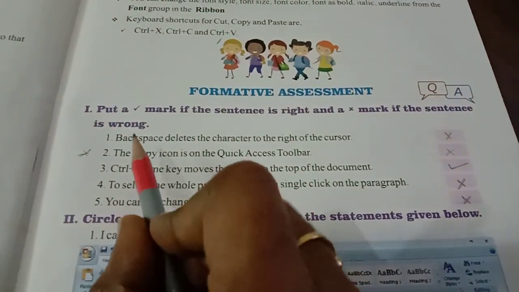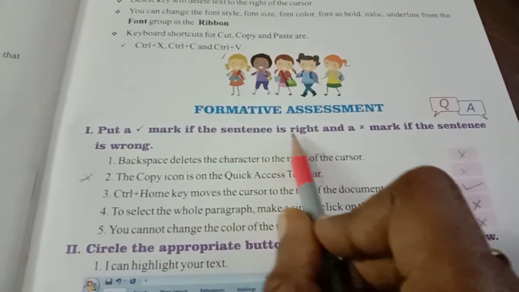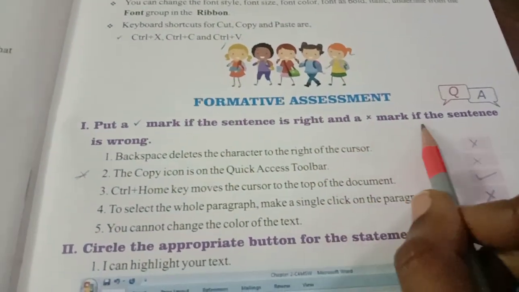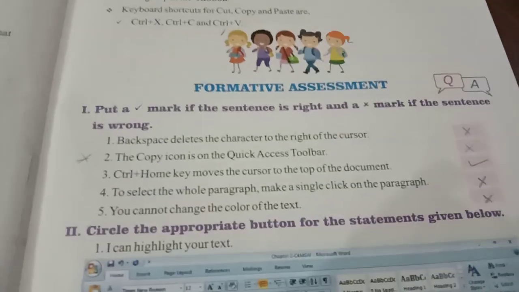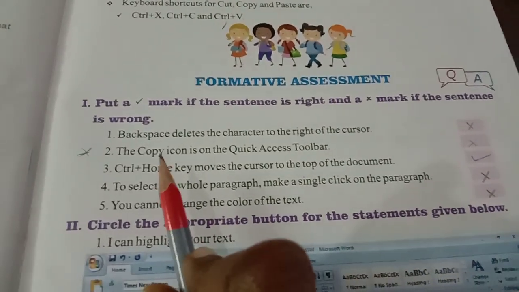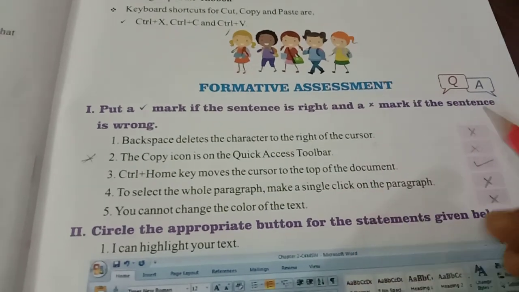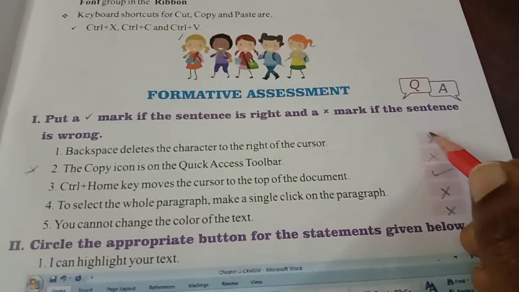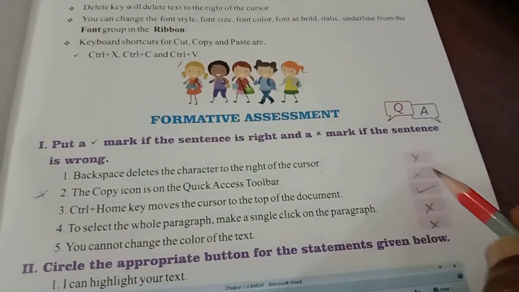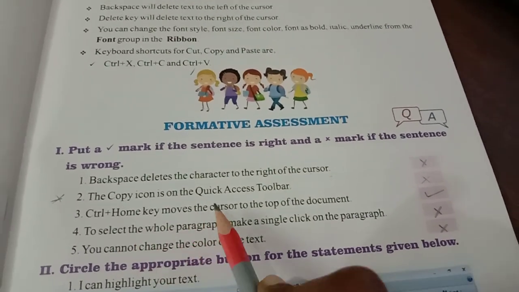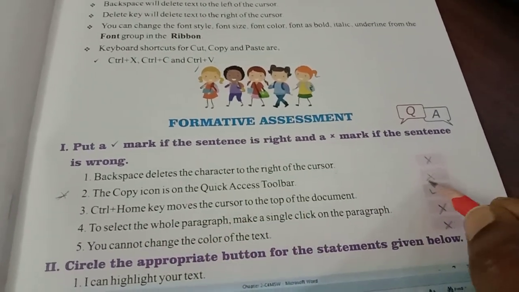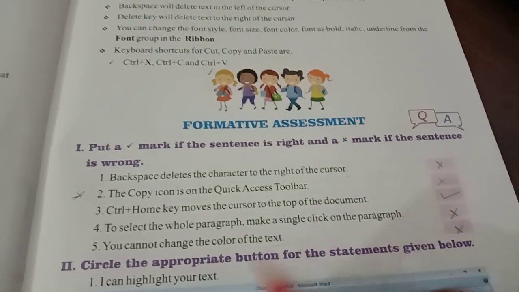The first one: put a tick mark if the sentence is right and an X mark if the sentence is wrong. So it is just true or false, children. Backspace deletes a character to the right of the cursor. No, it deletes to the left of the cursor. It is false. So put X. The copy icon is on the Quick Access Toolbar. No, it is in the Clipboard group.